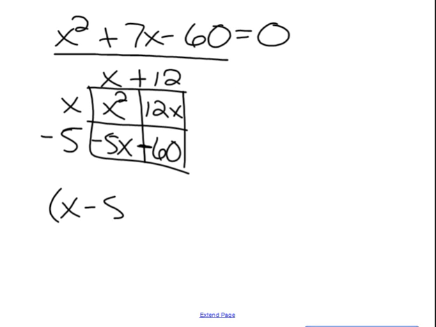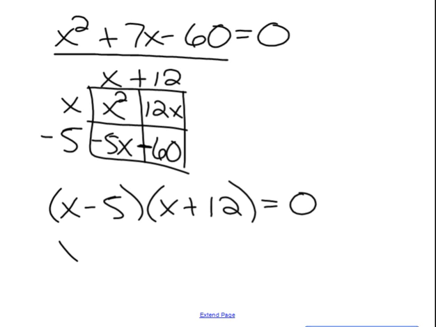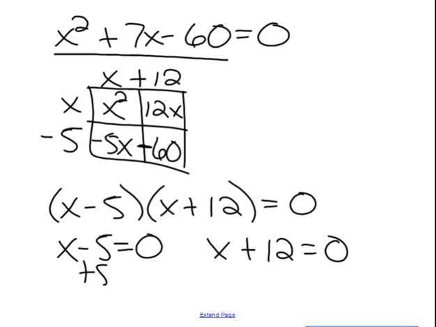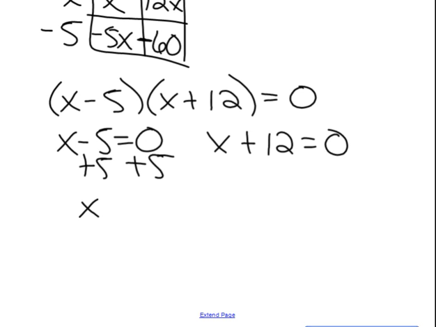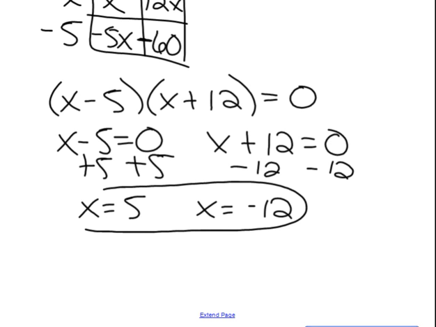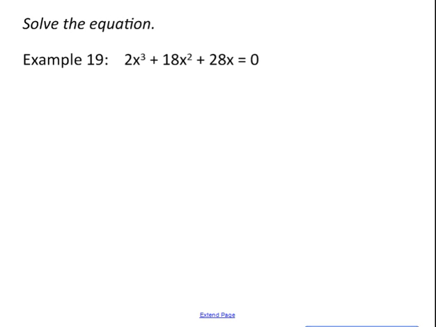So our factors, x minus 5, x plus 12 equals 0. And we're going to set each factor equal to 0. So x minus 5 equals 0, x plus 12 equals 0. We're going to add 5 and subtract 12. If you have an x squared, you need two answers, two x values as answers. Example 19.